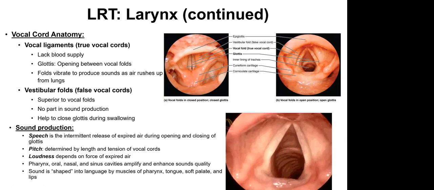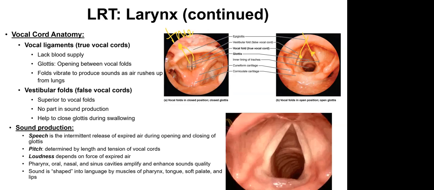We have the true vocal cords, that one and that one. Those are true. And these lack blood supply. The opening that is between the true vocal cords, so here's a true and here's a true. The opening that's between them is called, well, I'll just draw over that, the glottis.